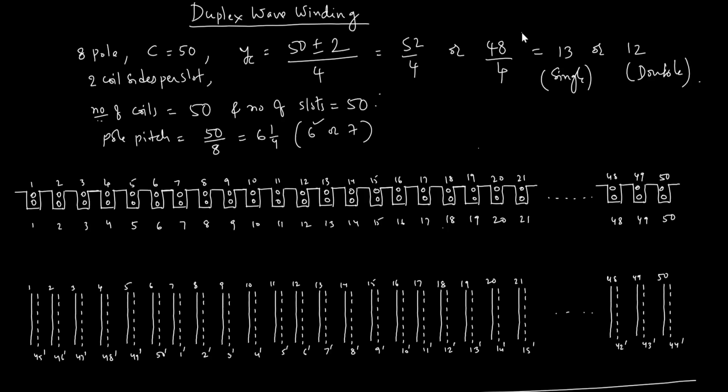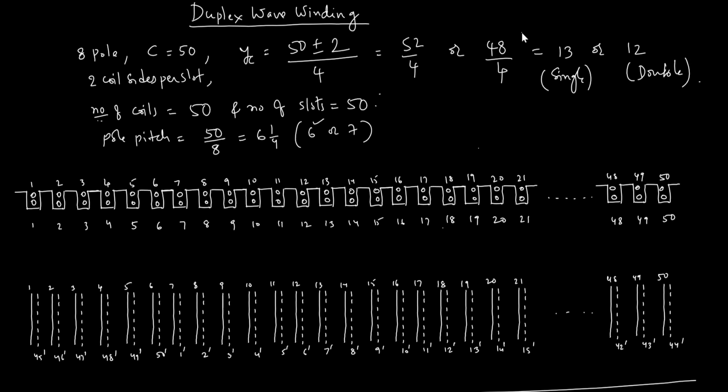Okay, so in this lecture we will discuss duplex wave winding. Like in lap winding, duplex lap winding, we have seen how to draw a duplex lap winding, and today we'll take up duplex wave winding. So duplex in the sense we will be having two circuits, two independent circuits on the armature. Okay, so straight away we'll go to the problem and try to develop the winding diagram.